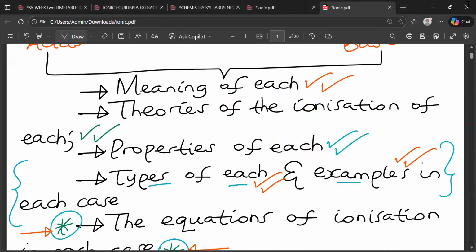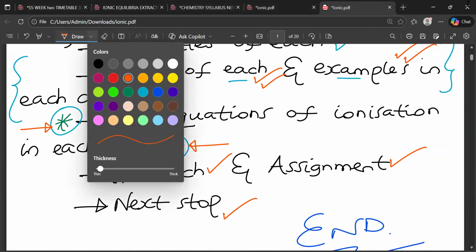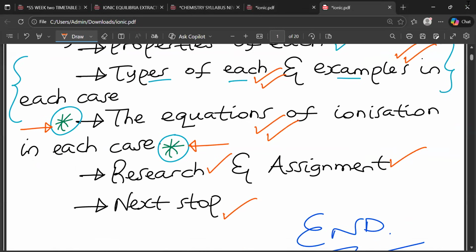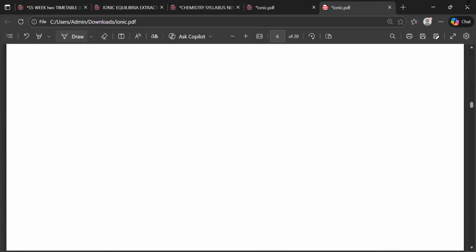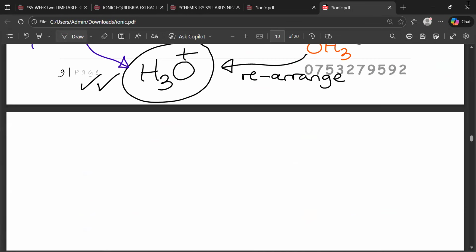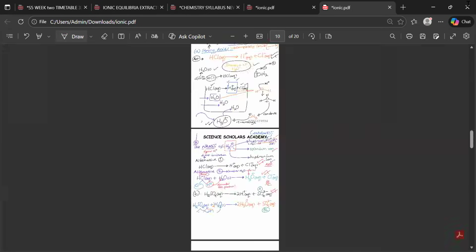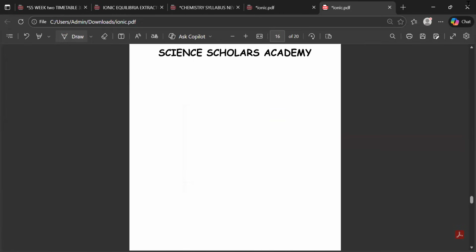Otherwise, if I go back to my very first page, I can see that now the equations of ionization in each case, all the 4 cases, I've handled. Assignment and research, I've given you more assignments and more research. So our next stop is calculations. Our next stop, calculations.